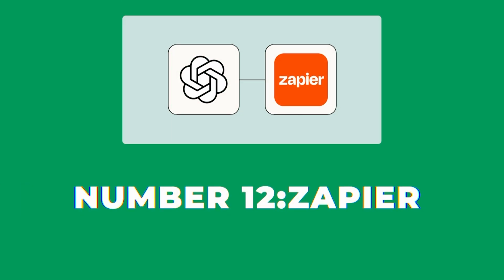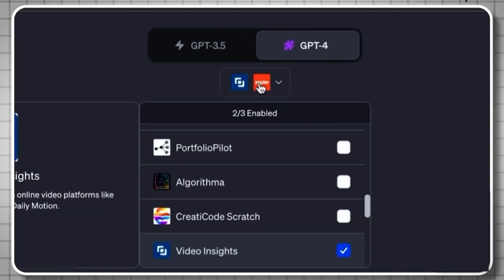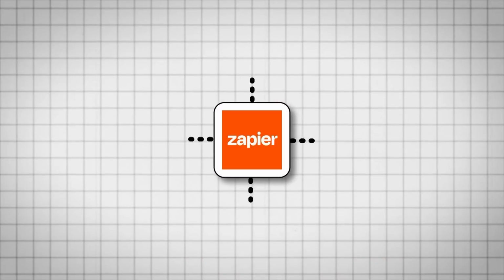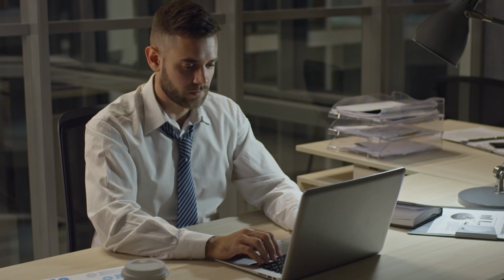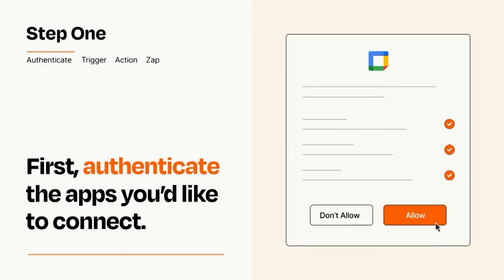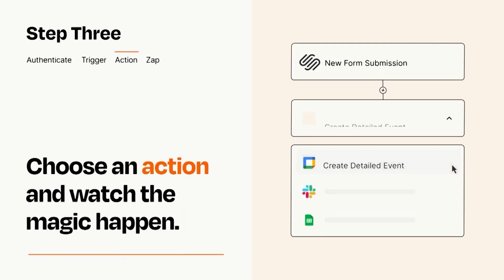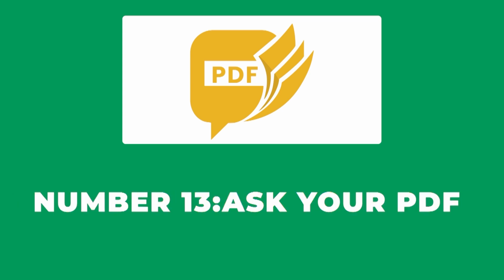Number 12 is Zapier. Zapier is that plugin that allows ChatGPT to manage your workflows across thousands of other applications you work with while giving you the freedom to focus on other important things. If you get loads of emails and appointments, Zapier will instantly help you add them to your calendar or task diary in no time. Number 13 is Ask Your PDF.